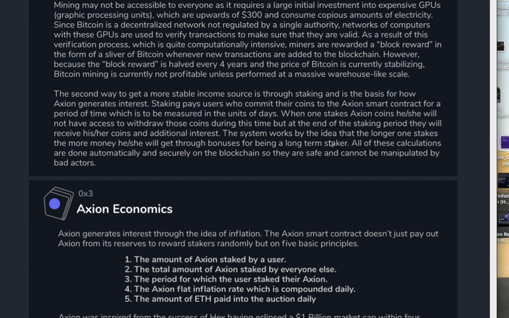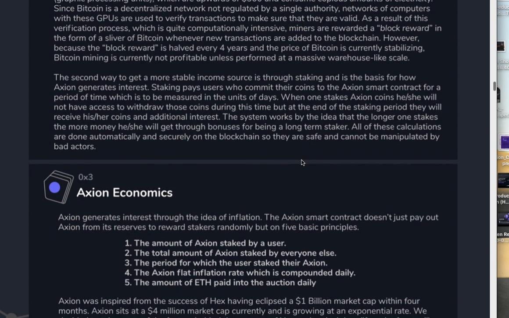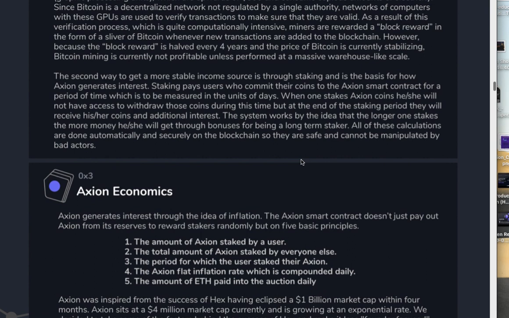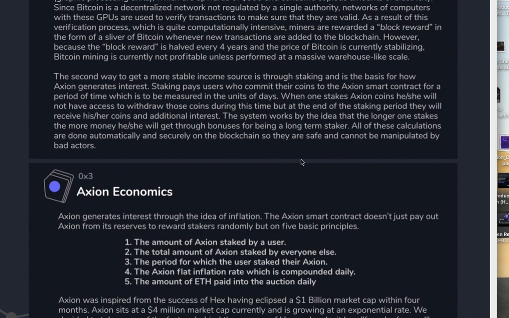And that's really the heart, staking for a long term and maxing out all the interest and bonuses. All of these calculations are done automatically and securely on the blockchain, so they are safe and cannot be manipulated by bad actors. And of course, the Axion contracts are being audited at the moment, so that gives added confidence.